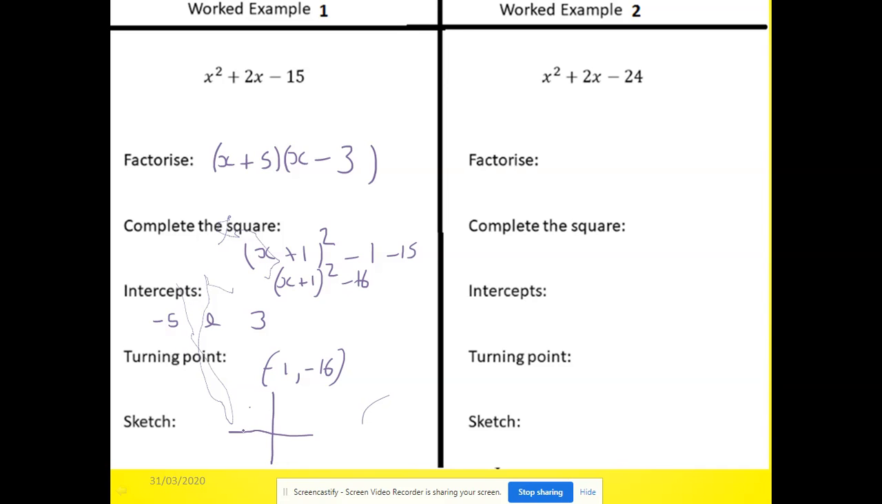Basically, we need to mark in minus 5. We need to mark in 3. We need the turning point, minus 1, minus 16, somewhere down here. We need the y-intercept. So what we need to do is figure out the y-intercept. The y-intercept is when x is equal to 0. So that would just equal 0, so it's minus 15. Now, obviously that sketch goes something like that.